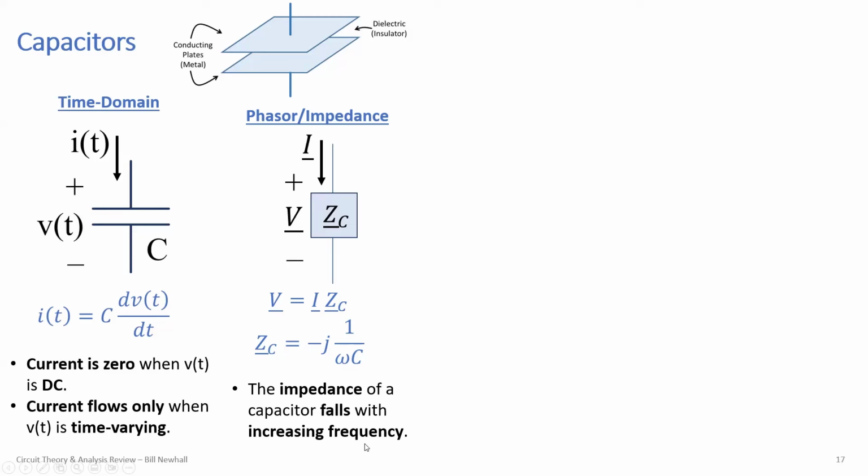The impedance of a capacitor falls with increasing frequency. So we're going to talk about that. Capacitors can be used to filter out noise from power supplies or sensor voltages. We do that because of this characteristic that the impedance of a capacitor falls with increasing frequency.